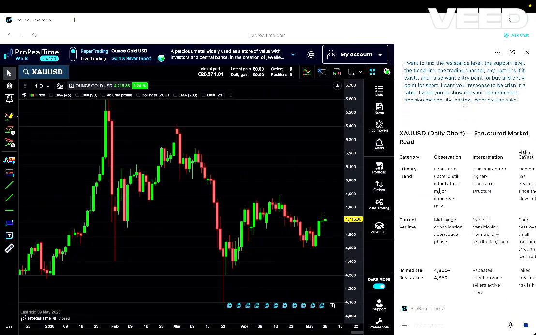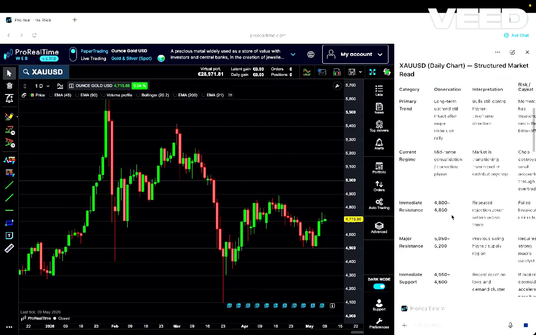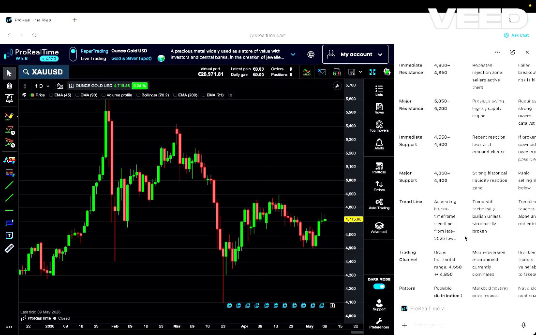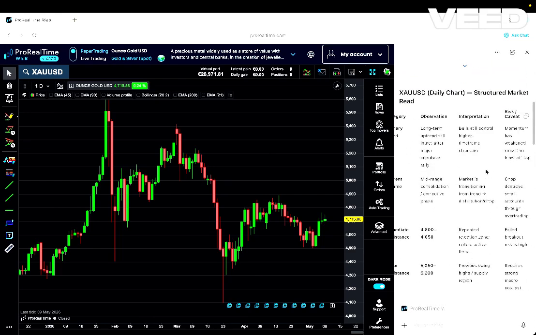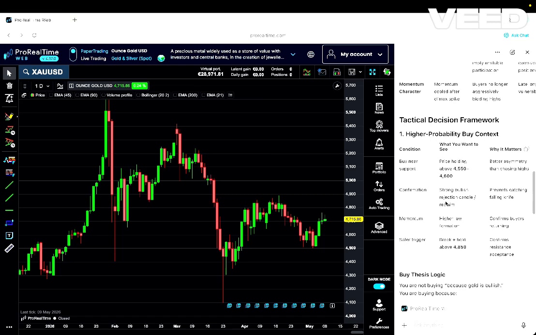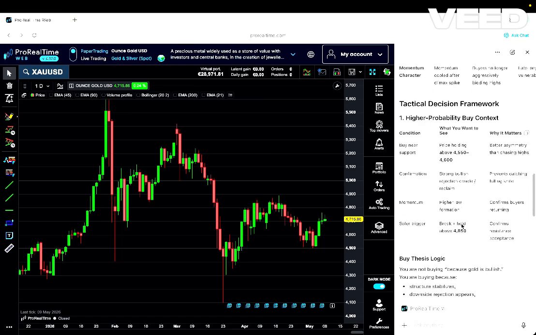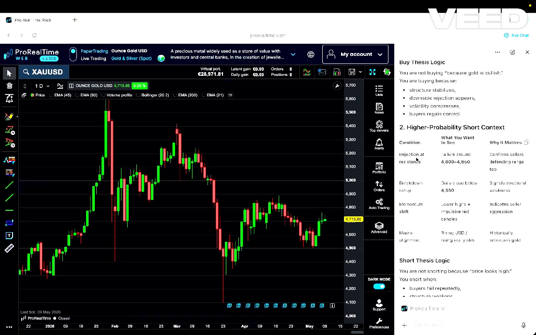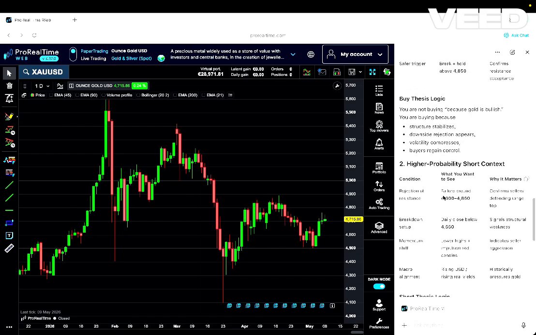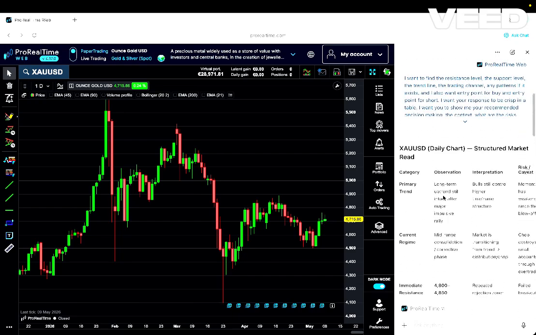What it is saying to me is, what is the primary trend? What is the current regime? What is the immediate resistance, immediate support, major support, trend line, right? It's also talking to me about the interpretation and the risks. And then finally, volatility, momentum, and it's giving me a buy area near support, confirmation of this buy area, and a rejection resistance for short, and when this setup makes sense. So now I can actually make a trading decision accordingly. Let me show you how I use this to make my trading decisions.